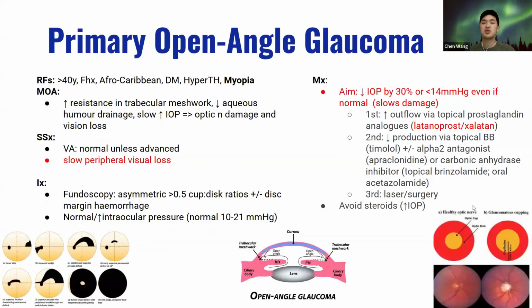So the next condition is primary open-angle glaucoma. For this condition, they may have increased intraocular pressure, but they may also have a normal intraocular pressure. So this is a bit tricky.